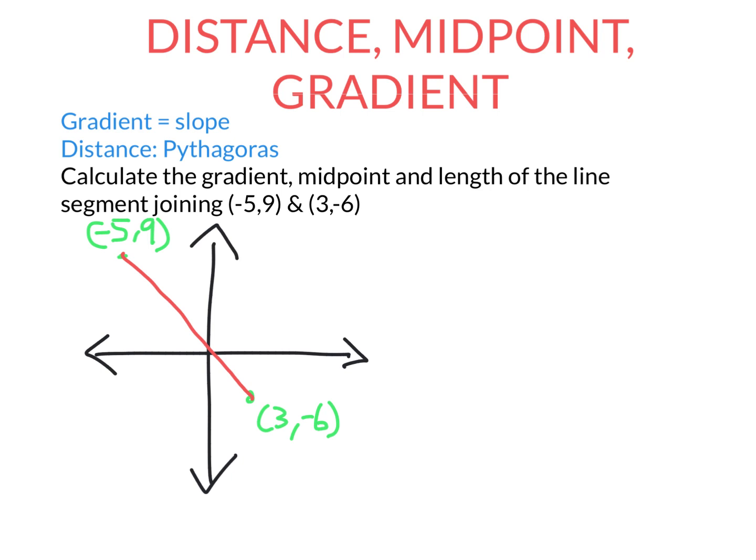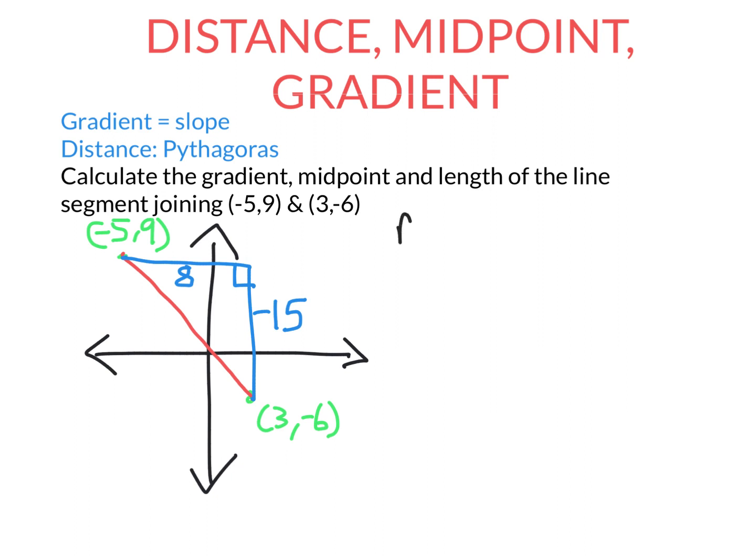So let's start here with the gradient. To know the gradient, we want to know how we get from this point to this point. Now my advice is always start at the point on the left. So to get from this point where we start to this point where we end, we're actually going to go across and down. These will be at right angles because x and y axes are at right angles. So we've gone across from -5 to 3, so we've gone 8 along the x-axis, and to go from 9 to -6, we've gone down 15. Now because we've gone down, I'm going to write it as a negative.